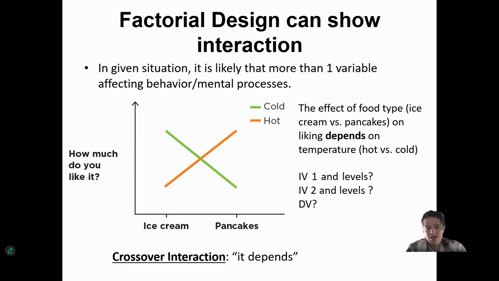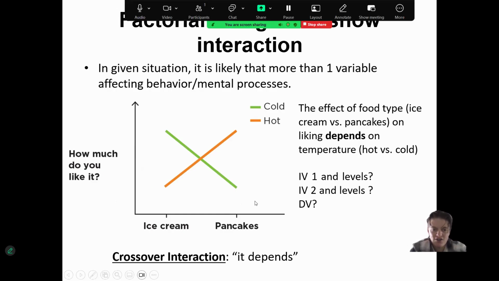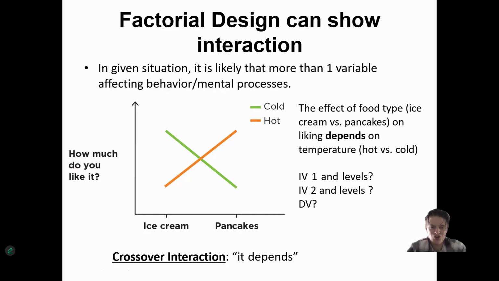So, let's see, we're looking here at the effect of food type. So, looking at ice cream versus pancakes on how much you like it would depend on temperature, whether it is hot or cold. Now, as you can see here in this graph, just looking at it, there is a crossover interaction. The two of them cross at some point. And another way of phrasing that would be that a crossover interaction means it depends, right? People like ice cream more when it's cold and pancakes less when they're cold. They like ice cream less when it's hot and more when it's cold, right?